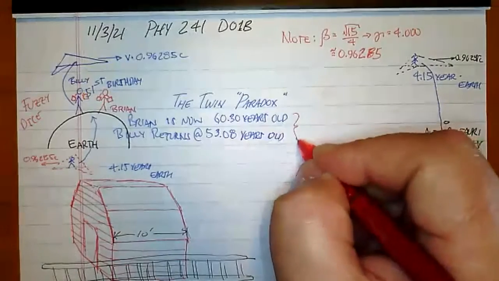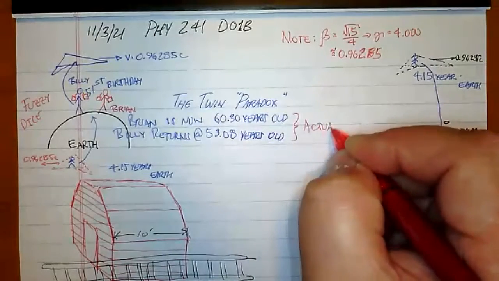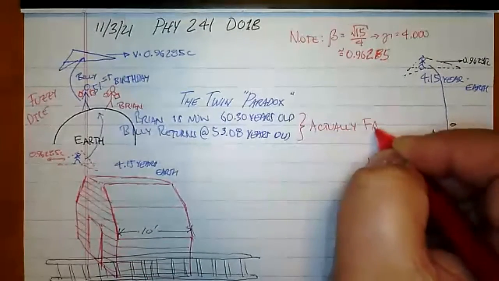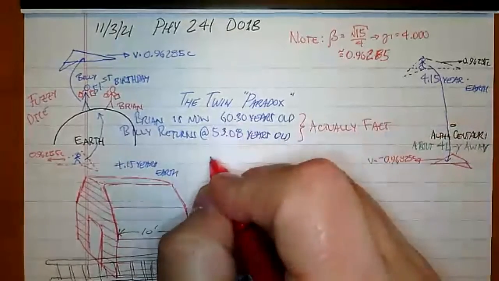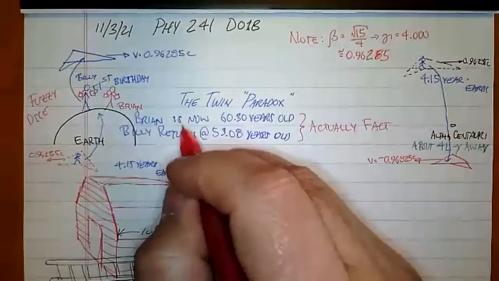So all this is actually fact. But remember, the paradox argument is that Brian could claim the other.